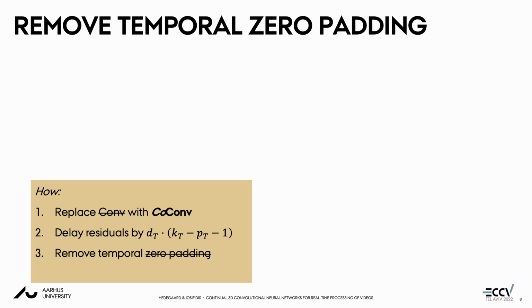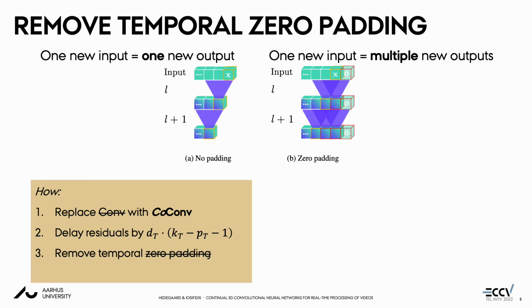Then you remove temporal end padding with zeros. Why? If we don't have padded zeros, each input gives one output. Everything works out. But with zero padding, each zero amounts to an additional output. This even stacks throughout convolutional layers as illustrated with the red boxes on the right.